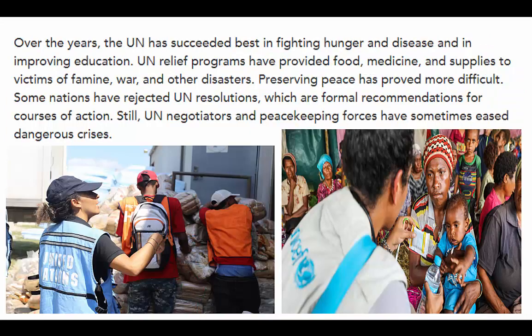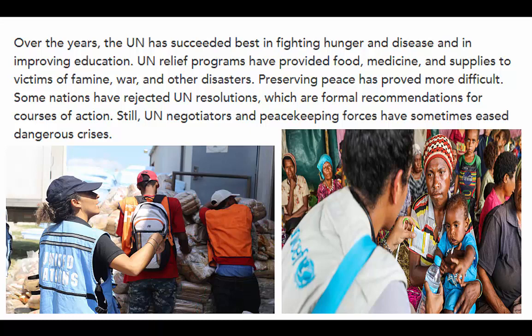Over the years, the United Nations has succeeded best in fighting hunger and disease and in improving education. UN relief programs have provided food, medicine, and supplies to victims of famine, war, and other disasters. Preserving peace has proved more difficult. Some nations have rejected UN resolutions, which are formal recommendations for courses of action. Still, UN negotiators and peacekeeping forces have sometimes eased dangerous crises.